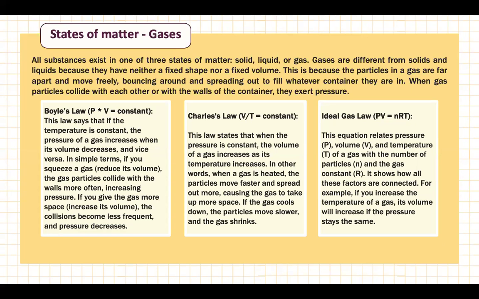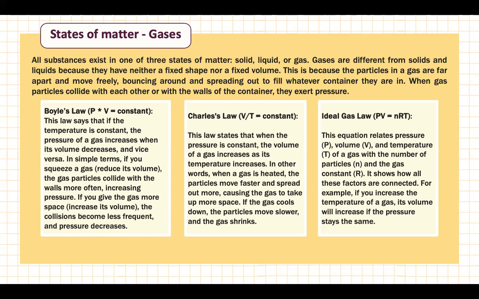According to Boyle's law, P multiplied by V equals constant. This law says that if the temperature is constant, the pressure of a gas increases when its volume decreases, and vice versa. In simple terms, if you squeeze a gas, reduce its volume, the gas particles collide with the wall more often, increasing pressure. If you give the gas more space, increase its volume, the collisions become less frequent and pressure decreases.